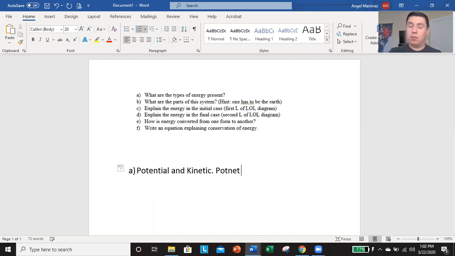Potential from how much it can move starting at that point. So how much it can move down. So gravitational potential, so potential from gravity. And kinetic from its movement. Remember, kinetic energy depends on the movement of the system.